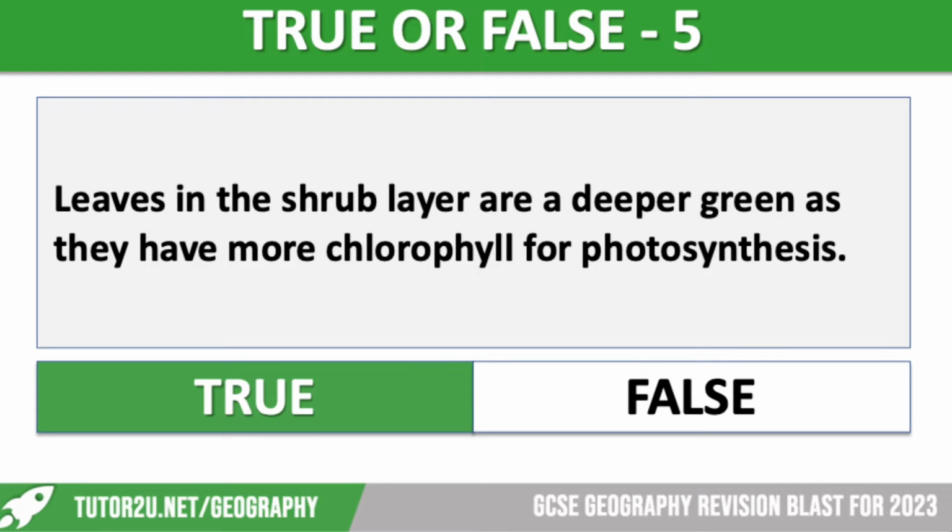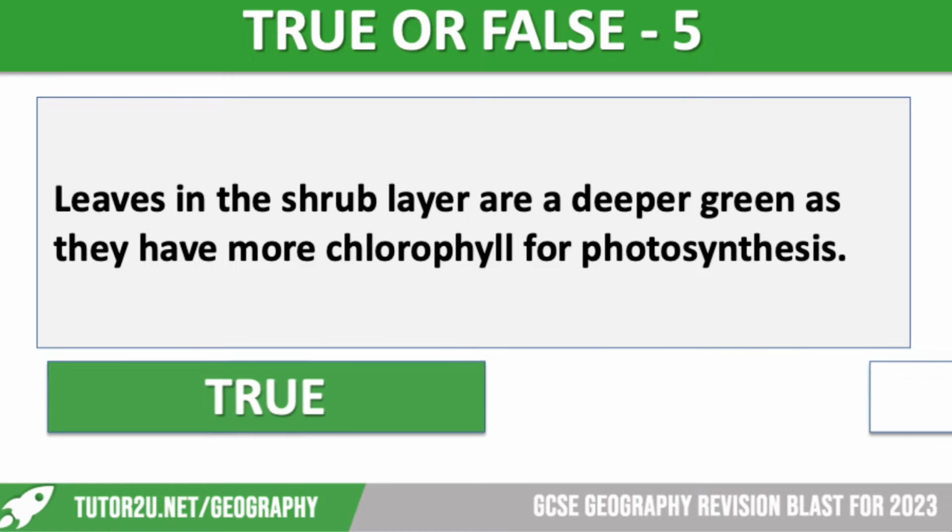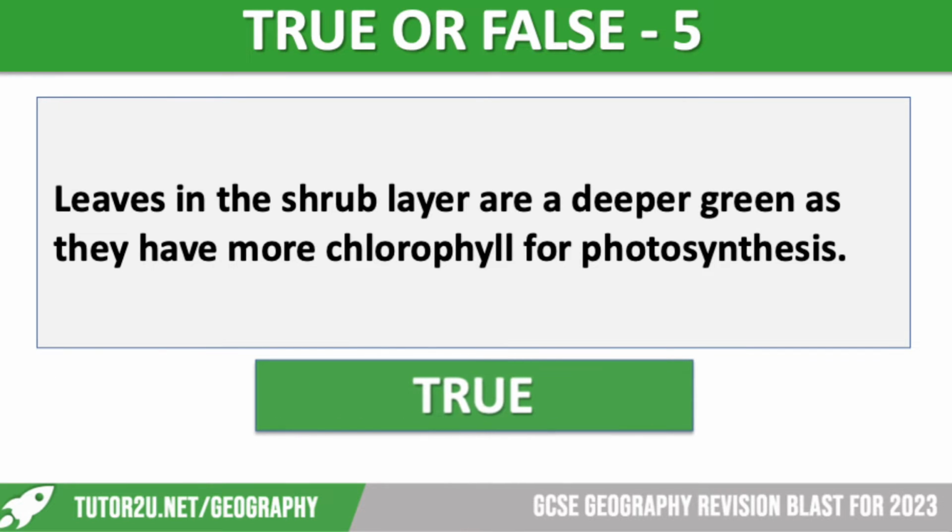And our 5th true or false statement is: leaves in the shrub layer are a deeper green as they have more chlorophyll for photosynthesis. Is that true or false? Just give you a moment to read that again. Okay, let's reveal the answer. It is true. So they need to have a bit more chlorophyll because obviously they get a bit less light than trees up in the canopy or the emergent layer.